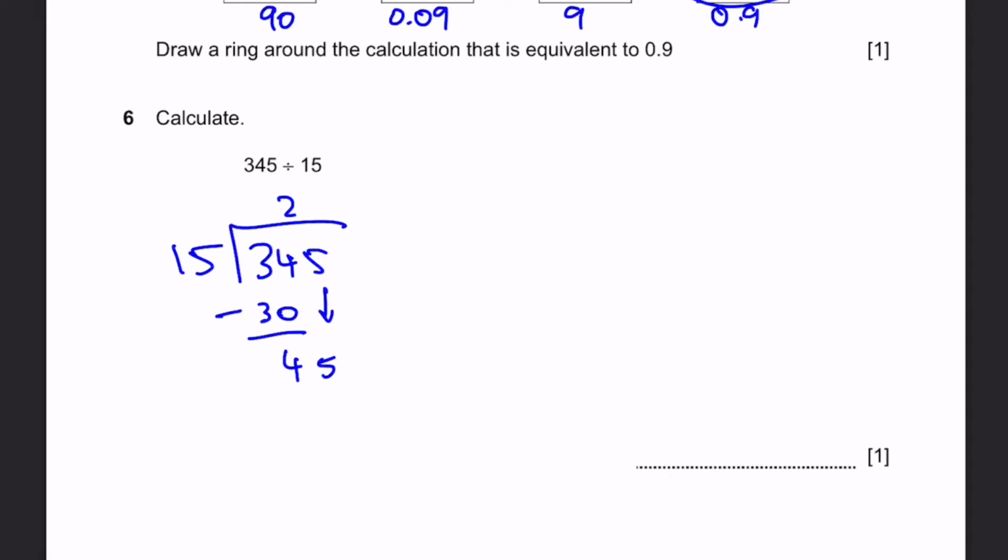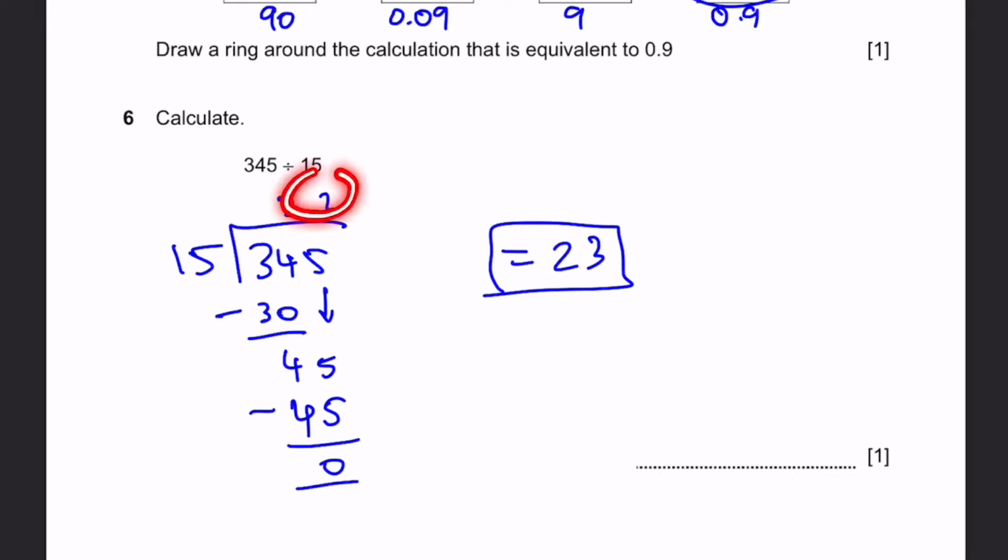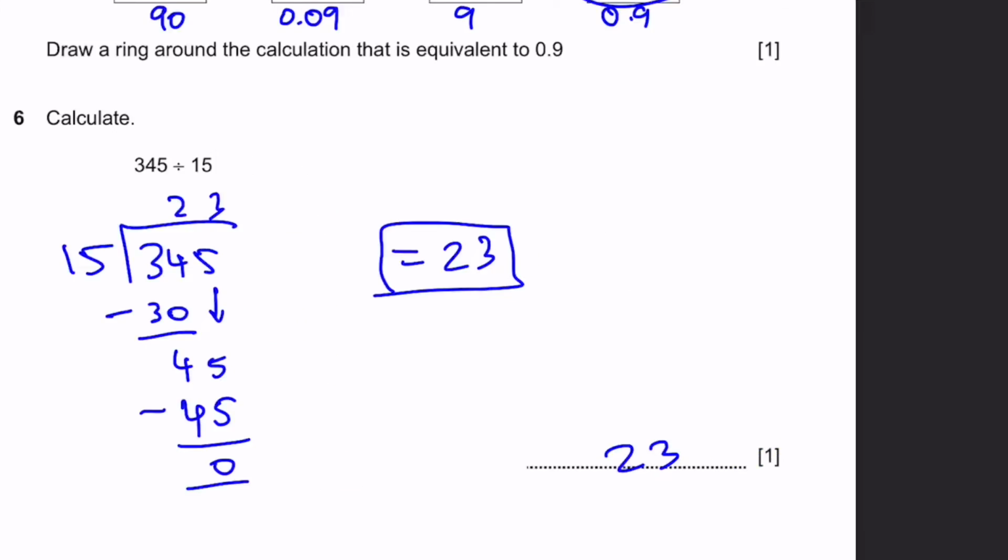Let's bring down the 5. Now 45, how many times does 15 go inside that? It goes exactly 3 times since 45 minus 45 becomes the remainder 0. So therefore, 345 divided by 15 is 23, because that's the number we get as the quotient. That's our answer.